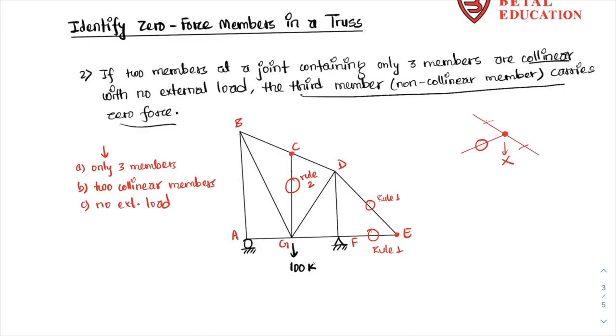We'll try to find similar joints or nodes at other locations on this truss, but I think for now that is all for rule number 2. So let's move on to rule number 3.